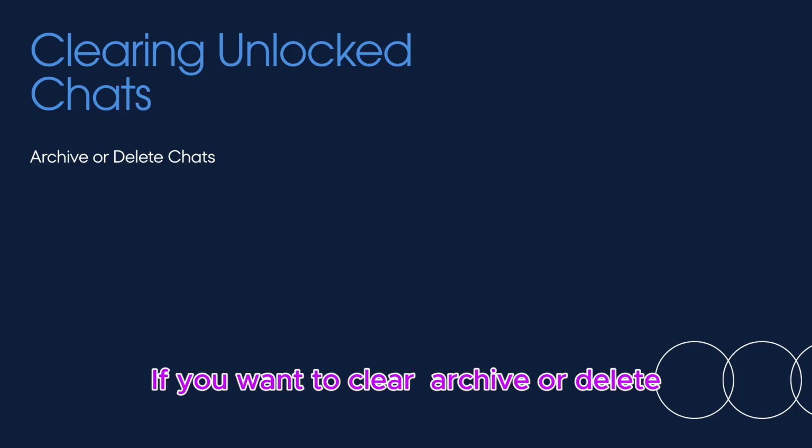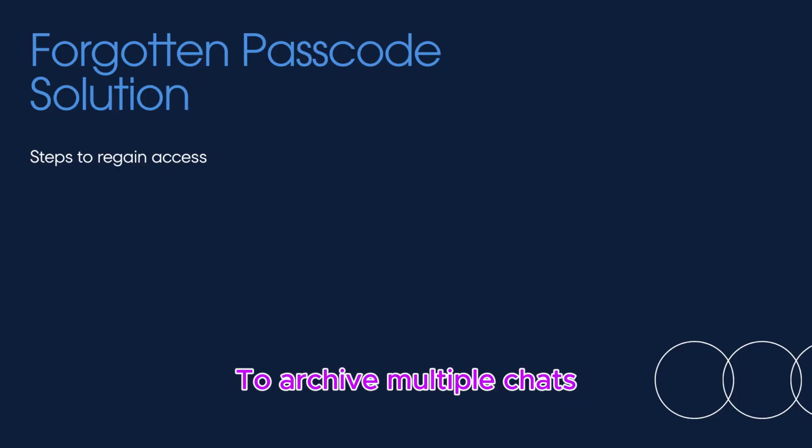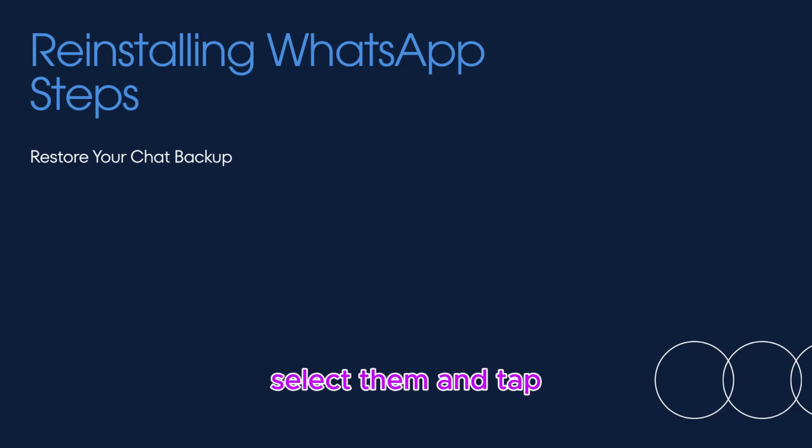If you want to clear, archive, or delete these now unlocked chats, you must do so manually. To archive multiple chats, go to your chat list, tap select or edit, select the chats, then tap archive. To delete multiple chats, select them and tap delete.